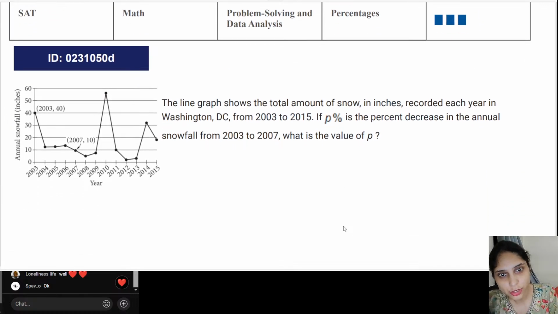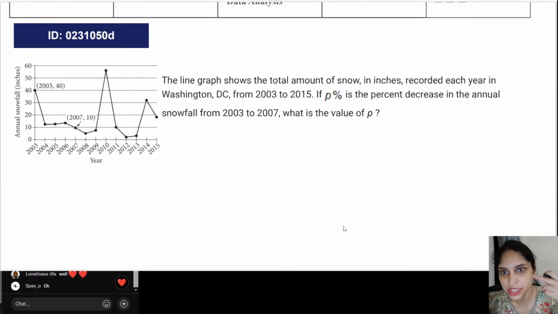The line graph shows the total amount of snow in inches recorded each year in Washington, D.C. from 2003 to 2015. If P% is the percent decrease in the annual snowfall from 2003 to 2007, what is the value of P? From 2003 to 2007.